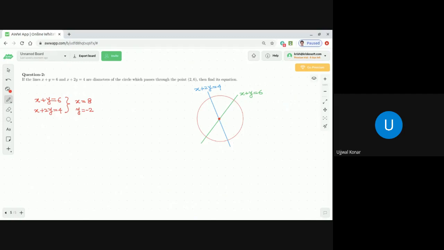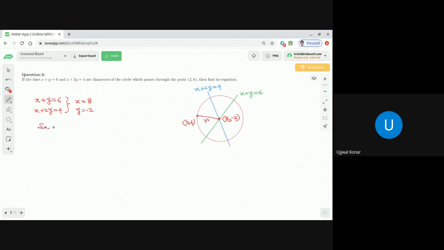Okay. So we found the coordinates of the center as 8, minus 2. Now, it also passes through the point 2, 6. Suppose this is the point 2, 6. Then this becomes the radius r. So now finding the equation of the circle is very easy.